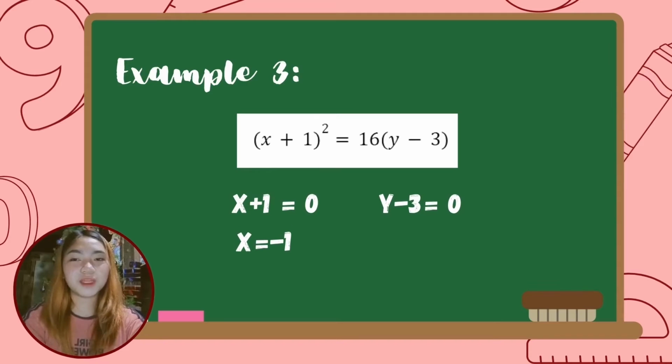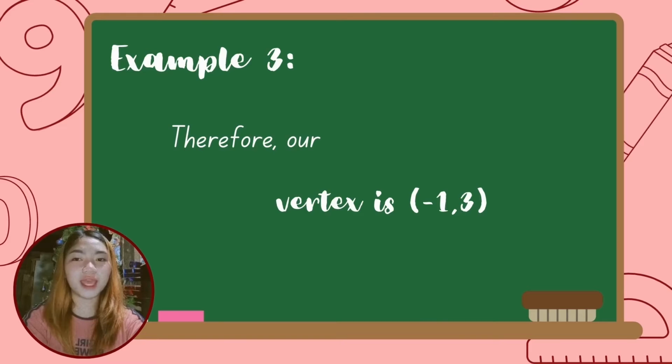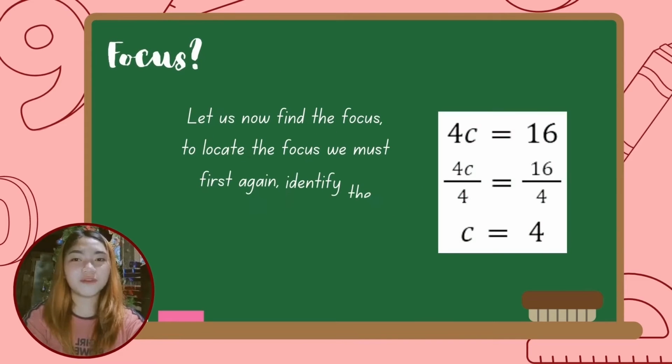Thus, x plus 1 equals 0, y minus 3 equals 0, x equals negative 1, y equals 3. Therefore, the vertex is (negative 1, 3). Let us now find the focus.